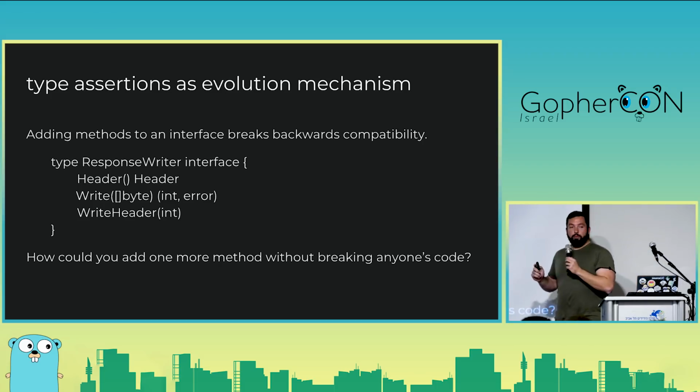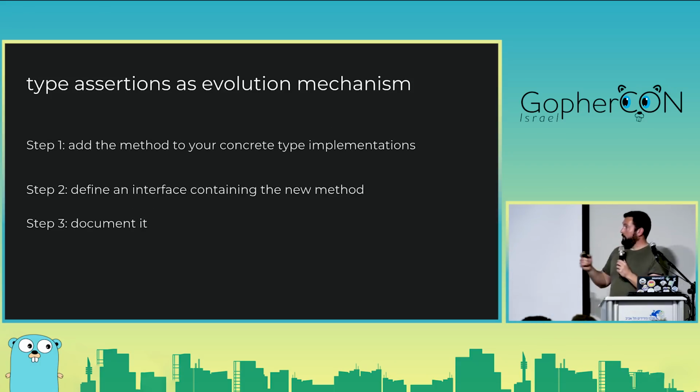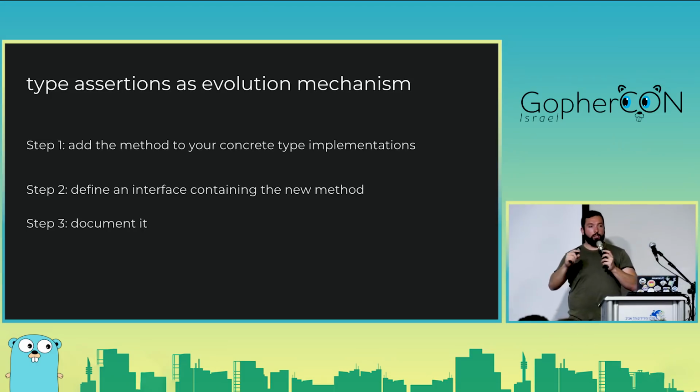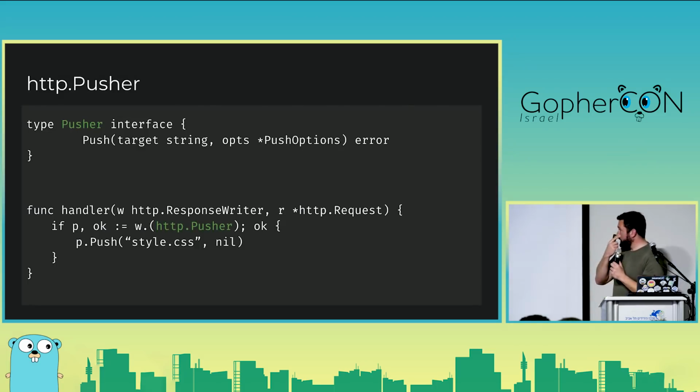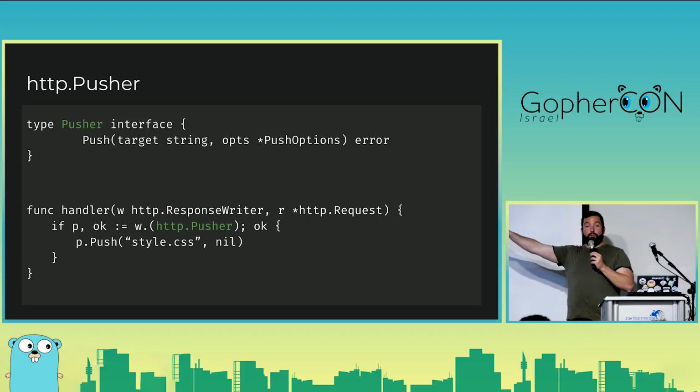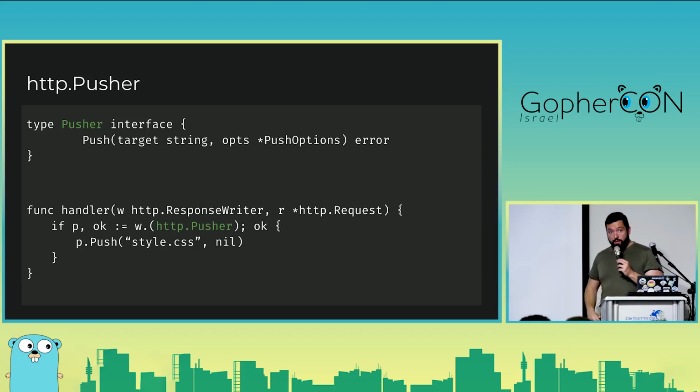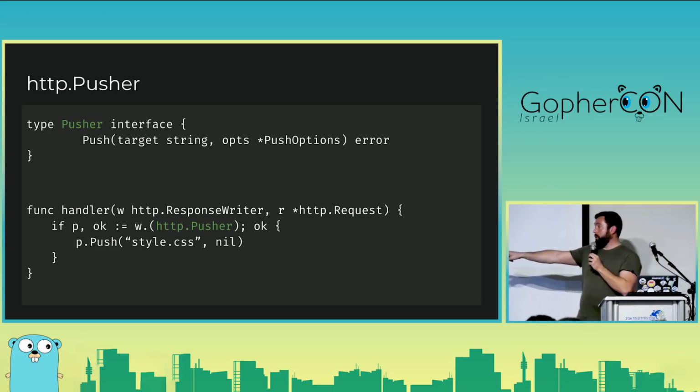So what you do is you do not add it here. Instead, you add the method to your concrete type implementations that get satisfied. So if you had an HTTP2 response, you're actually going to say, oh, I'm going to add that Push method to all of your concrete implementations. This doesn't solve anything. But next, you add a new interface with that new method. So you create that interface, Pusher, and then in handler, what you can do is that.